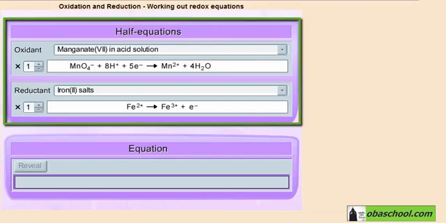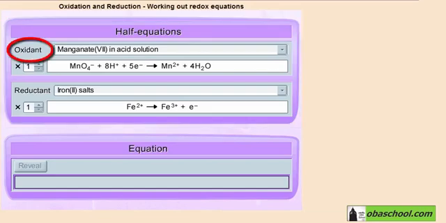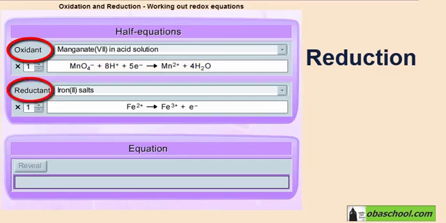In this case, we have manganate 7 in acidic solution and we have iron 2 salts. The oxidant is manganate 7, and this means that it undergoes reduction. So we have gain of electrons. Notice that manganate will gain 5 electrons and it will be reduced to Mn2+. On the other hand, the reductant is iron 2 salts, Fe2+. So Fe2+ will be oxidized and it will lose 1 electron to become Fe3+.